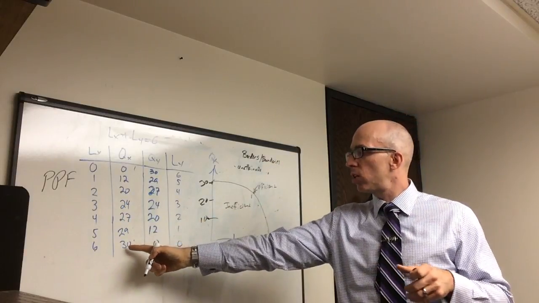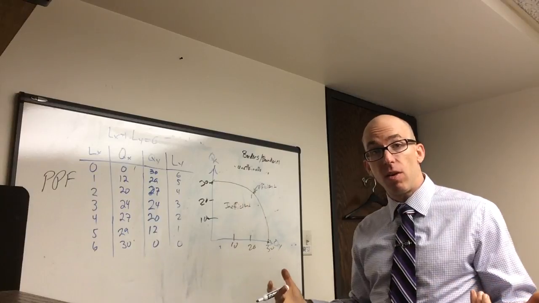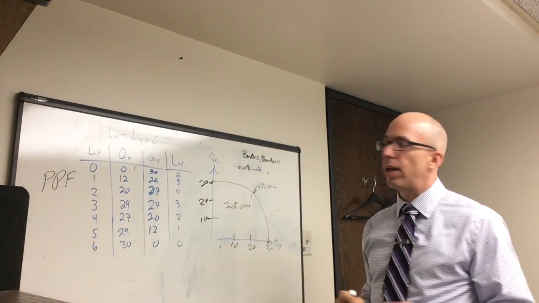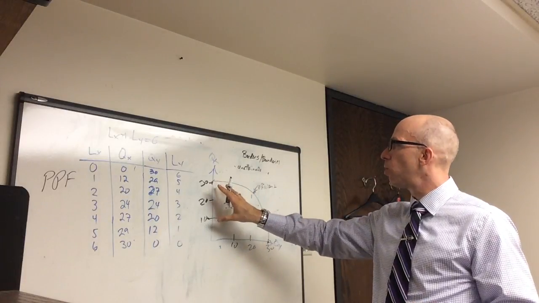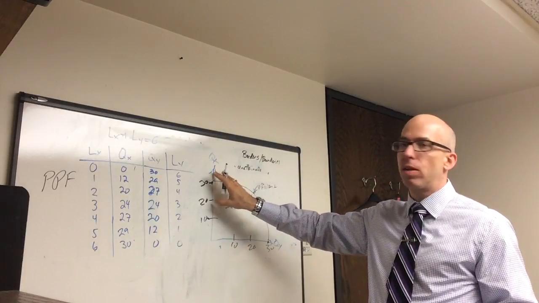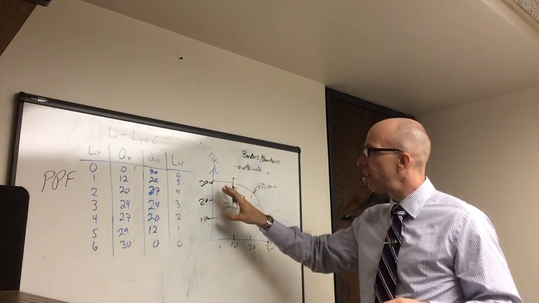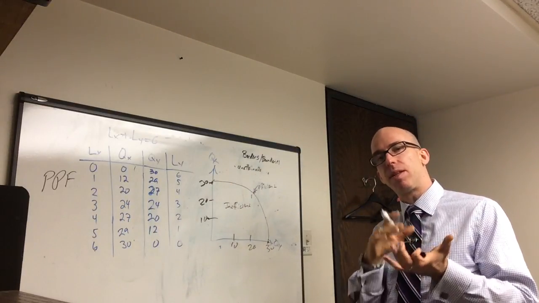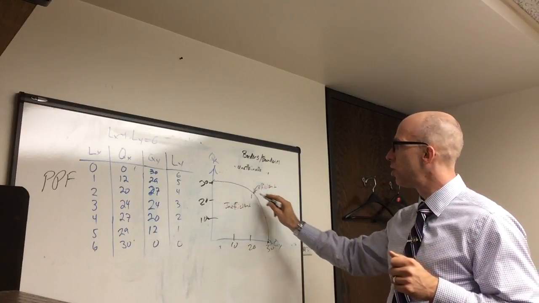If we only have 6 workers, we can't make 30 and 30. We can only make 30 and 0. So this point is if you had 12 workers, but you don't. You only have 6. The only way to reach this point is to grow. If you were to have economic growth, you would expand the PPF to be a larger curve. So given technology, given capital, given land, given labor, given all resources, you simply have this curve.